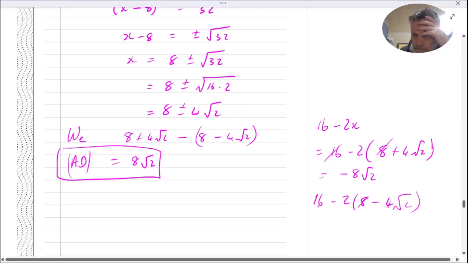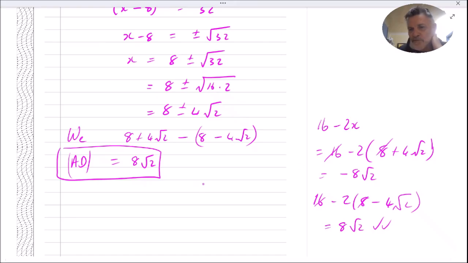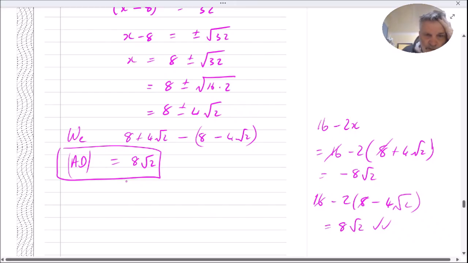16 minus 8, 2 8s are 16. And then minus minus, this is going to be 8 root 2, which is the same as what we got over here. So the other one has a negative sign just because we're starting with the small one and taking off the big. If we use the big root, then the A and the D swap around and you get a negative sign. So otherwise, this is good.